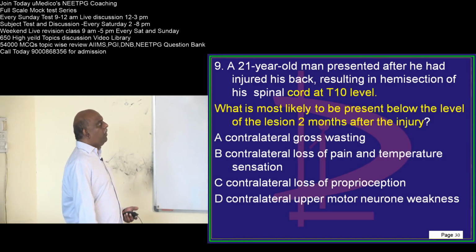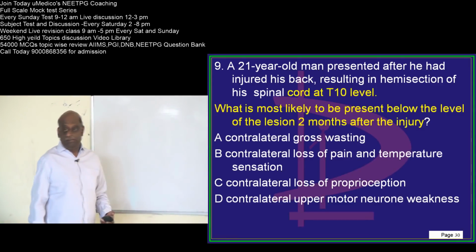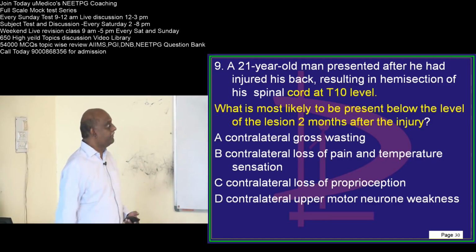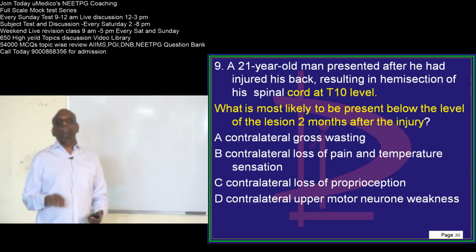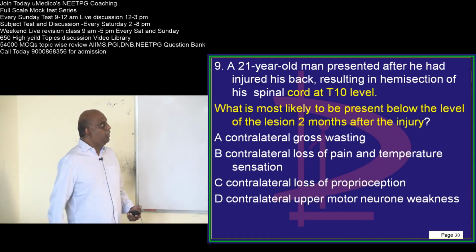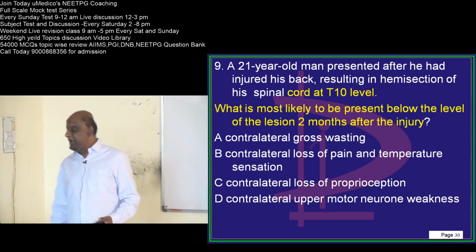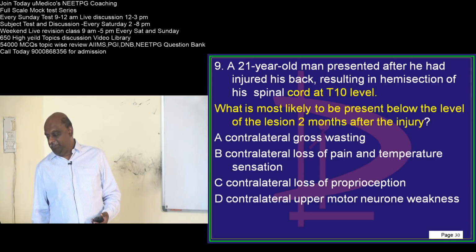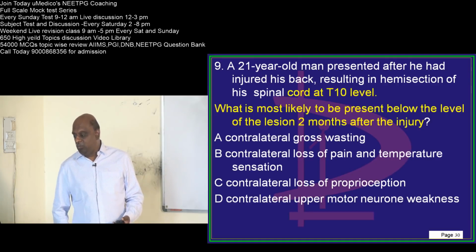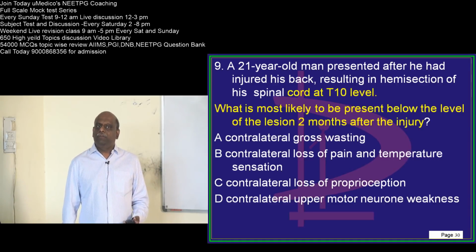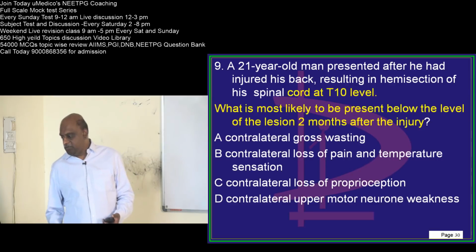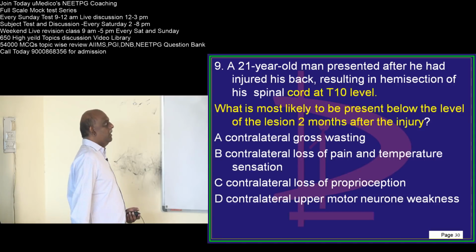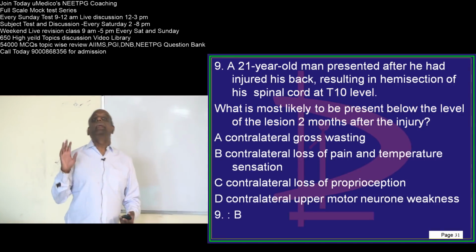So 21-year-old, sorry, he has hemisection of spinal cord at T10 level. Below the level of this lesion, Brown-Sequard syndrome, 2 months after the injury, what are you expecting? Shoot your answer, doctor. In this case of the Brown-Sequard injury, below the level of the lesion, what do you suspect? All of you know, pyramidal tract lesions will be ipsilateral. Very good. Dipali, Sharma, everybody like to say contralateral loss of pain and temperature.